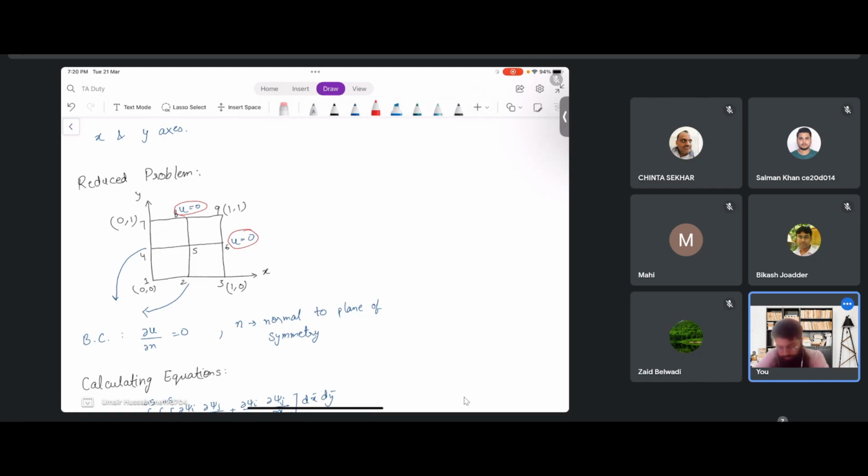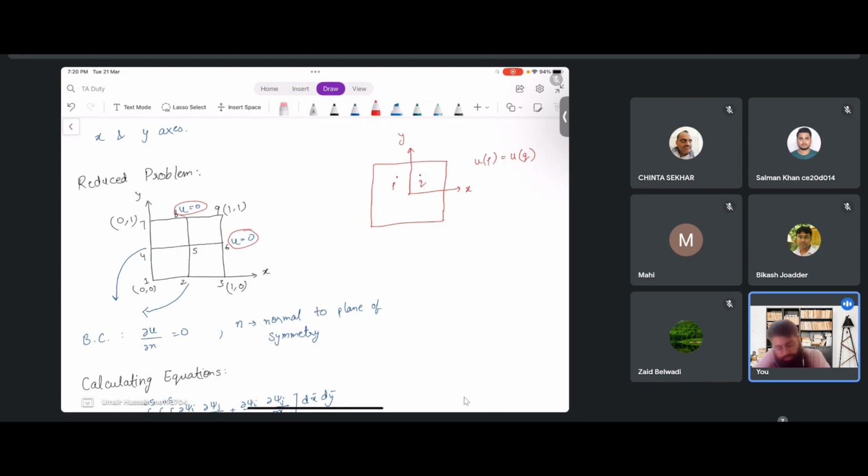So a simple concept was explained that since this was the original domain, the x-axis and y-axis, and at any two points, since they are symmetric, consider this point P, this point Q. The displacement, the value of the solution at point P, will always be equal to point Q. Since the problem is symmetric, the solution is supposed to be symmetric.